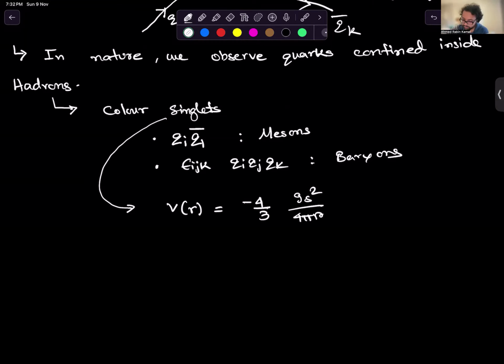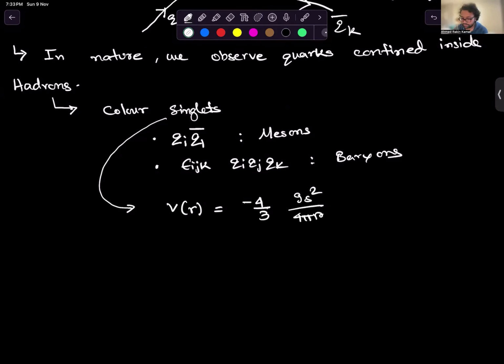This is the singlet story, but there's also an octet story, which is basically a repulsive potential. But again, we only observe singlets in nature, that is the mesons and baryons. And all of these are color singlets.